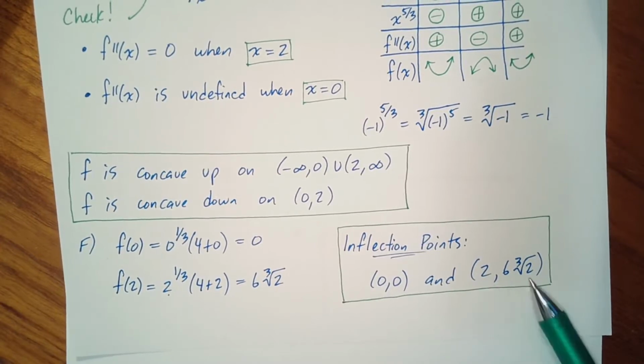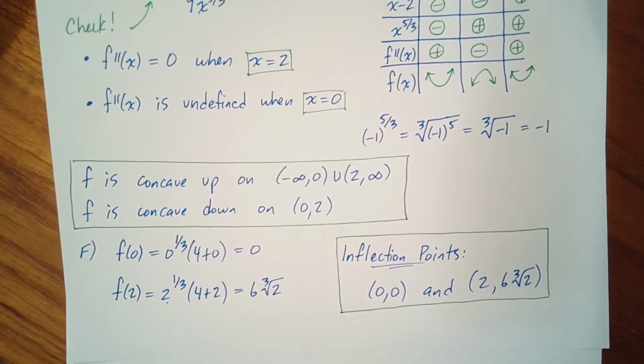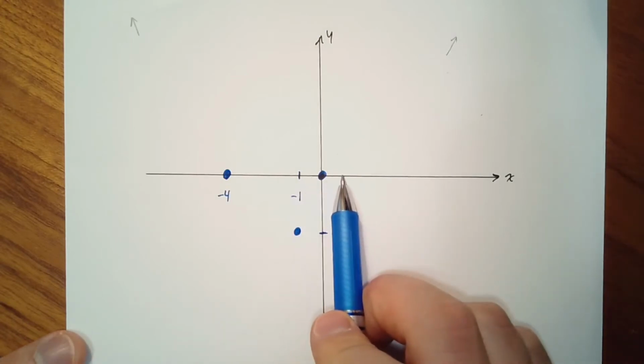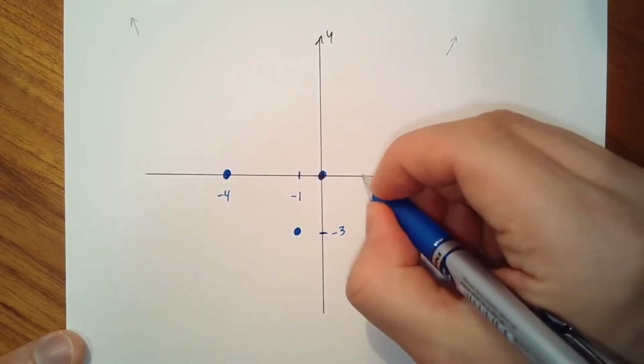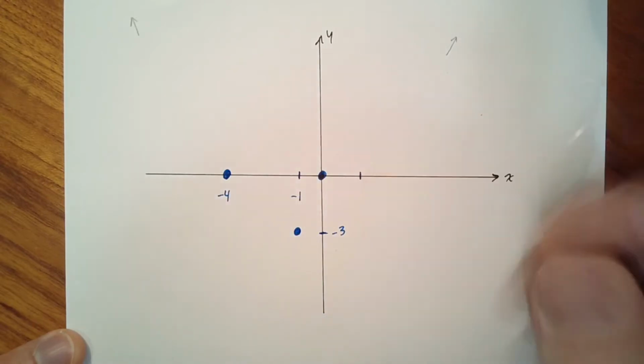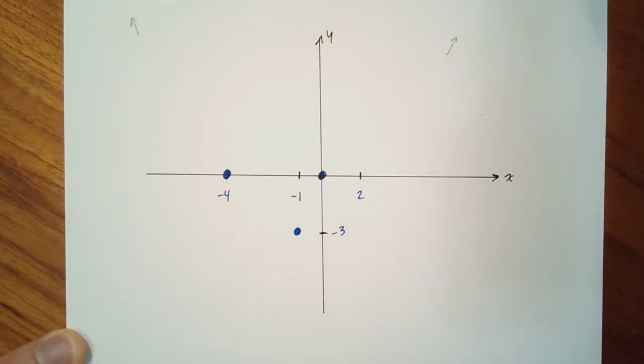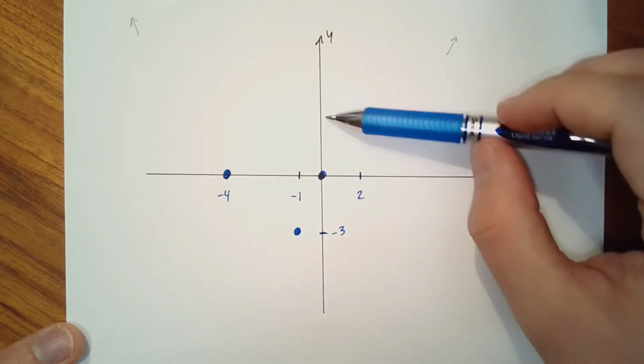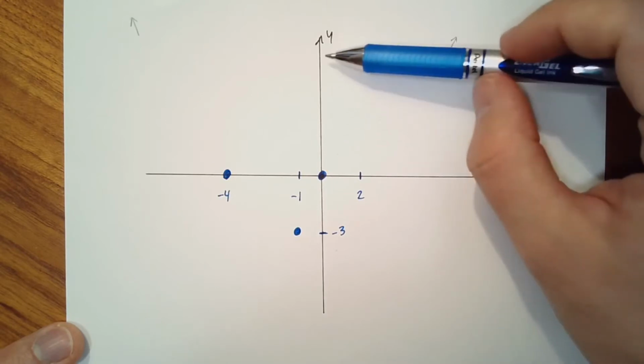The other point here, let's plot this point. X coordinate of 2 and a y coordinate of 6 times the cube root of 2. So for an x coordinate of 2, let's just take this to be positive 1, and then this, maybe let's say that's positive 2. So I'll put that as a 2 like that. And then the y coordinate of the point is 6 times the cube root of 2. What's that going to be?